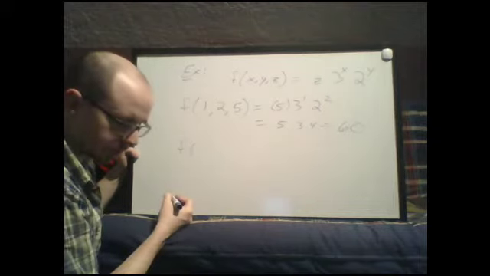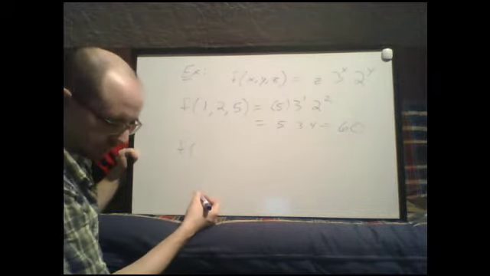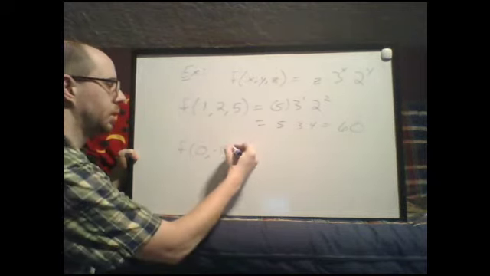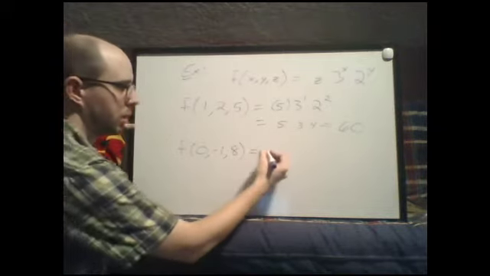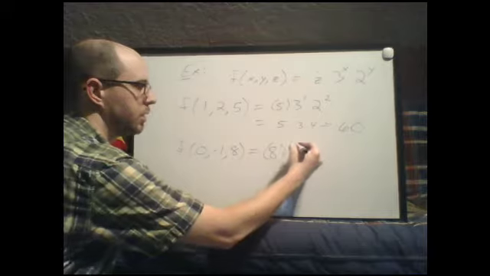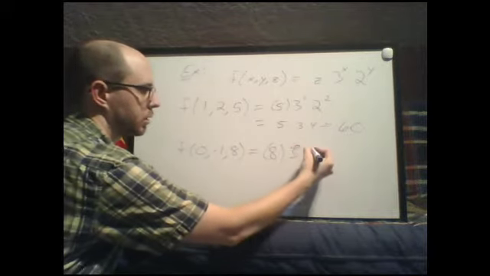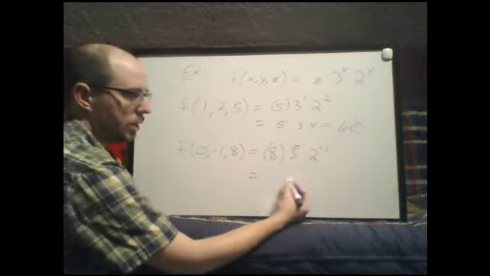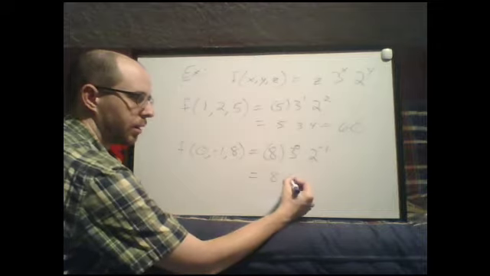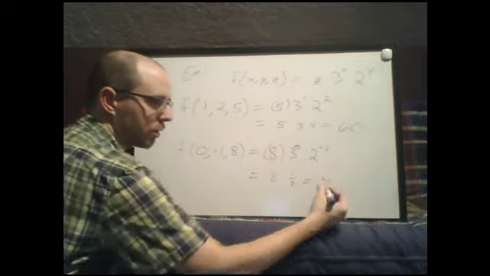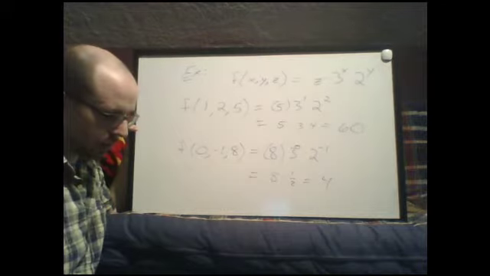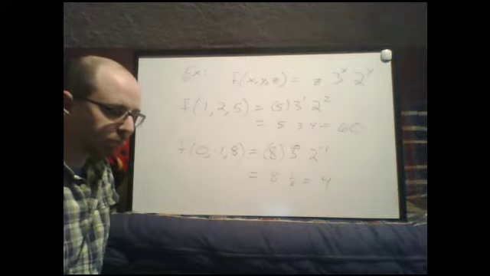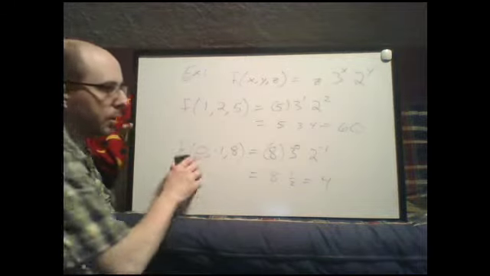Again, we'll do 2 examples just to have something here. 0, -1, 8. So I have 8 times 3 to the 0 power times 2 to the -1. 3 to the 0 is 1. 2 to the -1 is a half. So this is 8 times 1/2, which is 4. All right, so this is just the introduction of what kind of functions we're dealing with. They're just formulas that involve more than one variable.